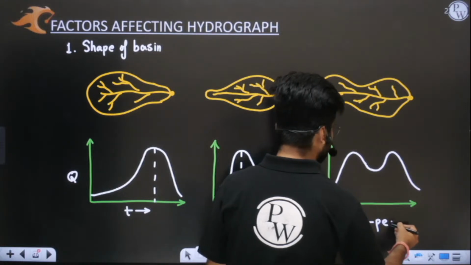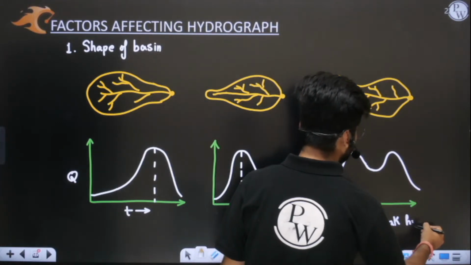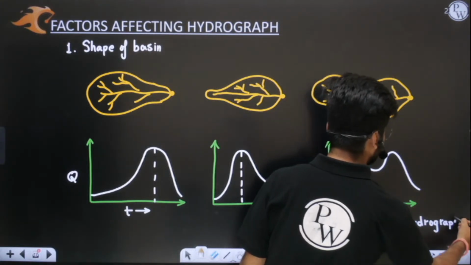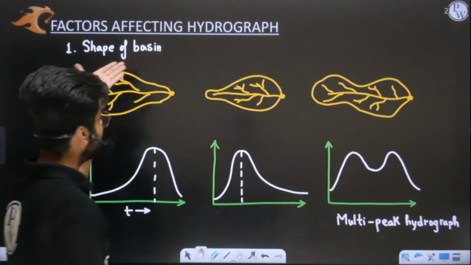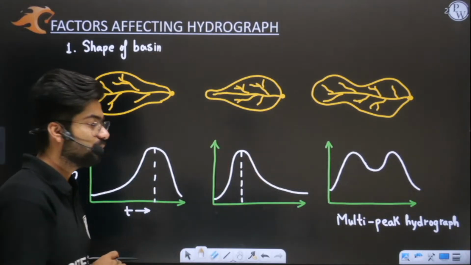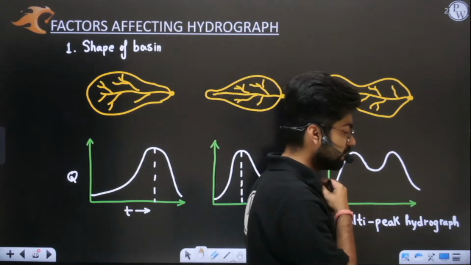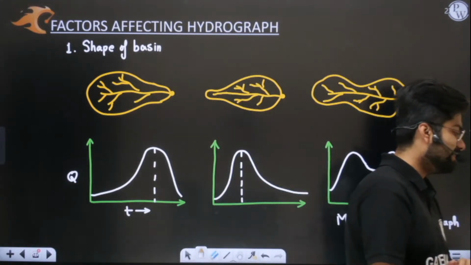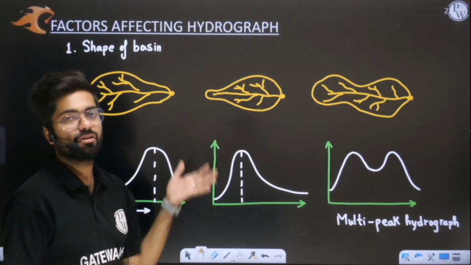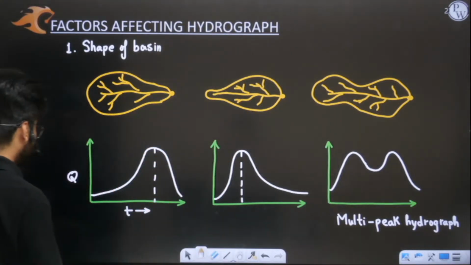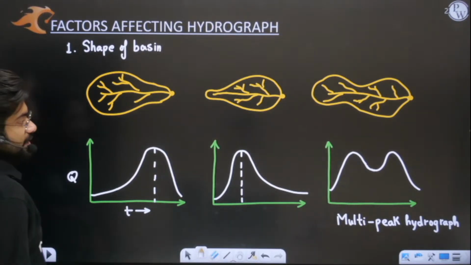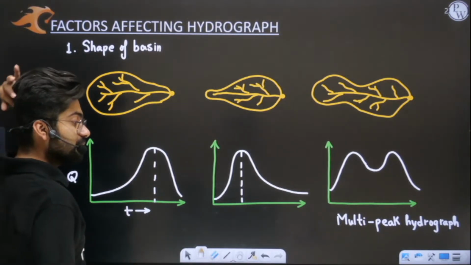So the shape of the basin will definitely influence the shape of the hydrograph. Yes or no? I think it is very clear to you. If we have different shapes of basin, obviously the shape of the hydrograph will differ. Now one more thing. Have you written this down? So this is your shape of basin.